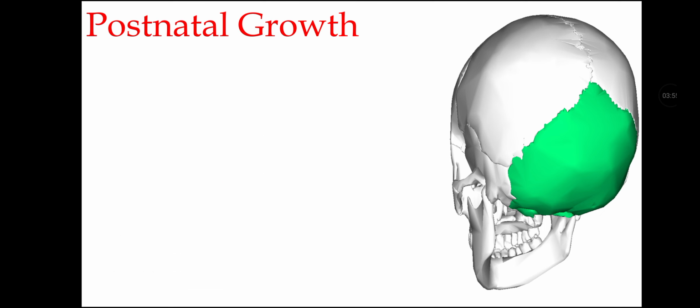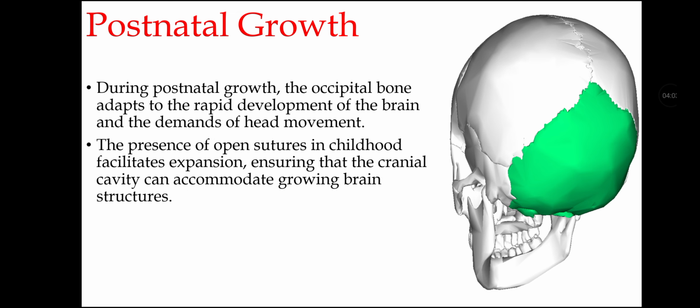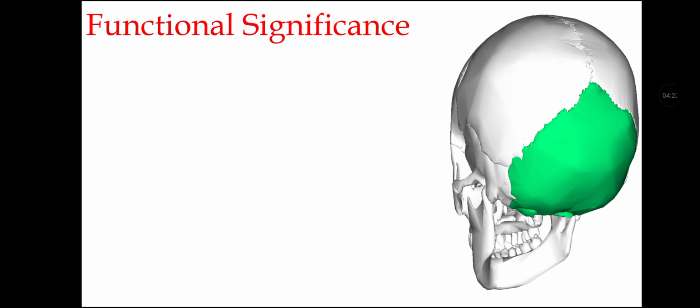Now there is postnatal growth. During postnatal growth, the occipital bone adapts to the rapid development of the brain and the demands of head movements. The presence of open sutures in childhood facilitates expansion, ensuring that the cranial cavity can accommodate the growing brain structure. As the individual matures, these sutures gradually ossify, providing a rigid and durable structure that supports both protective and mechanical functions.